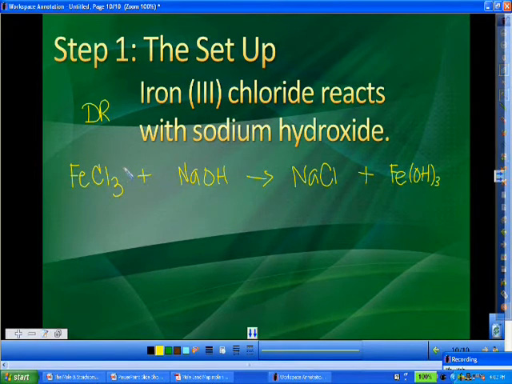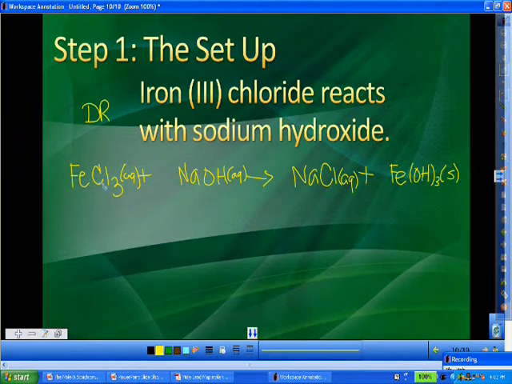When chlorine is bonded with iron, it is soluble. When hydroxide is bonded with sodium, it is soluble as well. Chlorine with sodium is also soluble. And now here we have our precipitate. When hydroxide bonds with iron, it is still insoluble. Now let's take a look at this and get this balanced.